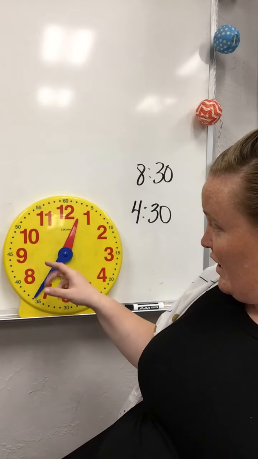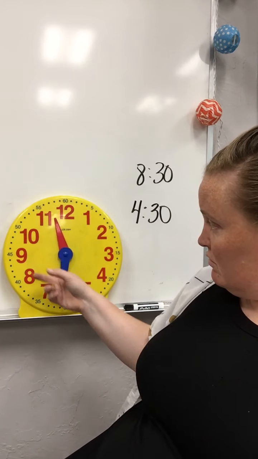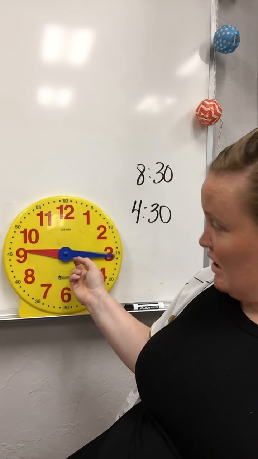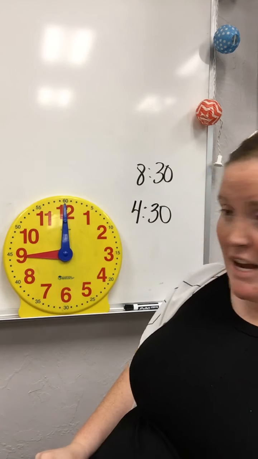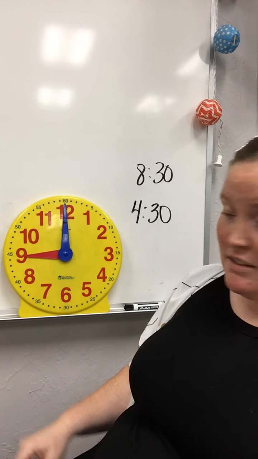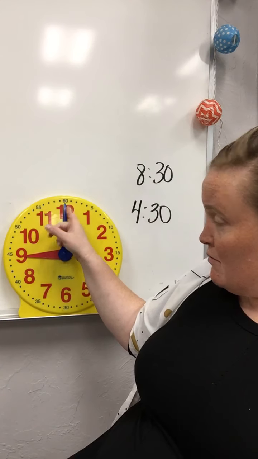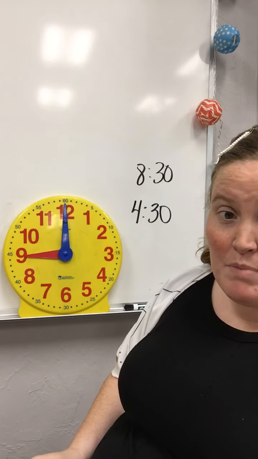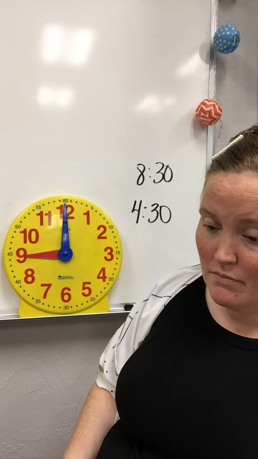B says hour hand at the 9. Minute hand at the 12. Does that look like 9 o'clock? Yes, because the hour hand is here and the minute is at 00. So that'd be 9 o'clock. So you need to circle B on number 1.